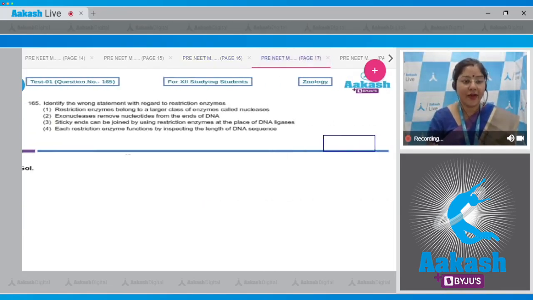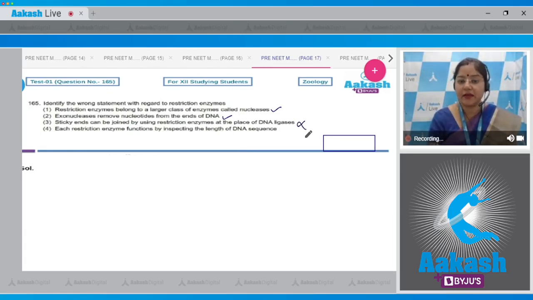Question number 165. Identify the wrong statement with regard to restriction enzymes. And the options given are, first option, restriction enzymes belong to a larger class of enzymes called nucleases. This is a correct statement. Second option, exonucleases remove nucleotides from the ends of DNA. This is correct.